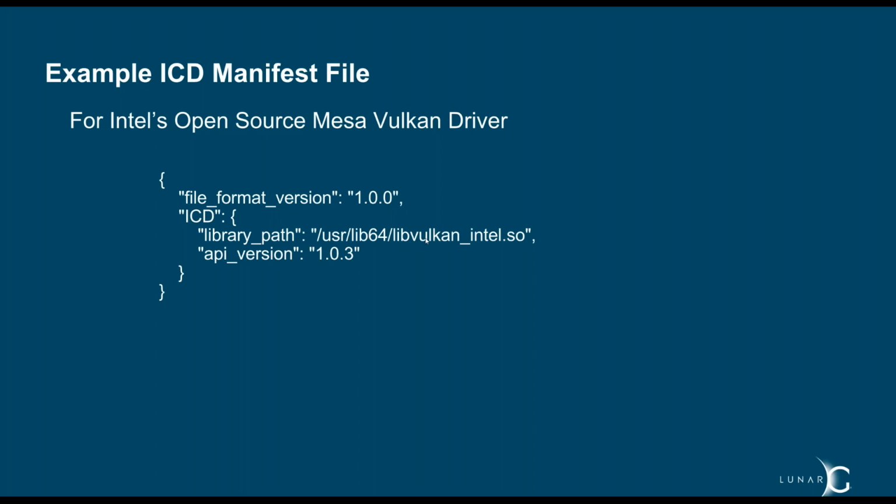This is an example of an ICD manifest file. As you can see, it's actually quite simple. The first field is just the file format version. That's a version of manifest files so that we know what features are supported in the JSON file. This isn't actually unique to the ICD. That file format version is included in not just ICD manifest files, but also layer manifest files.